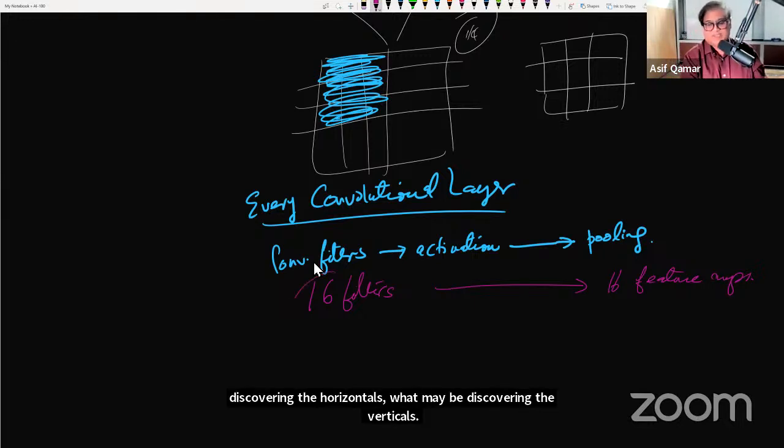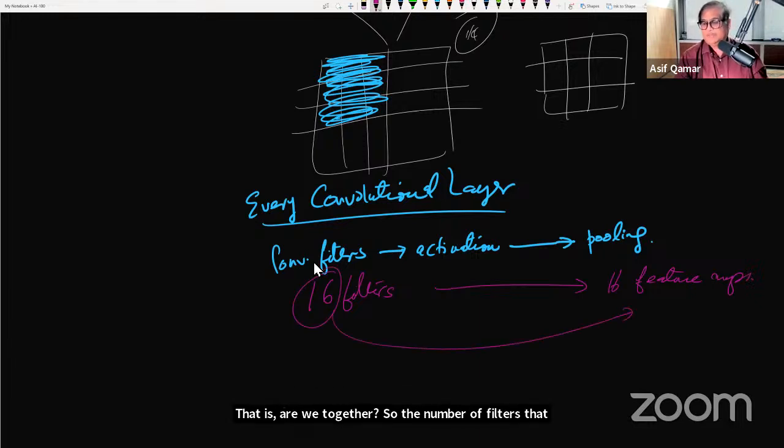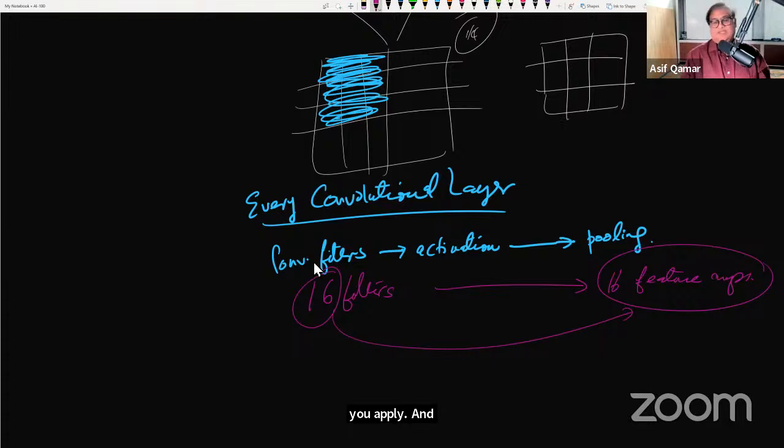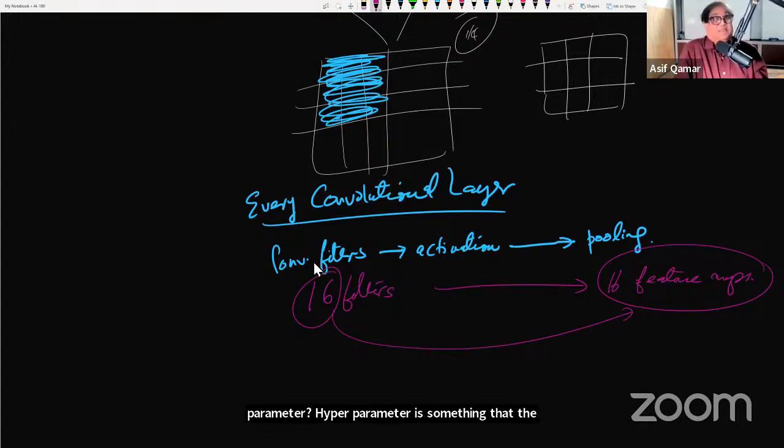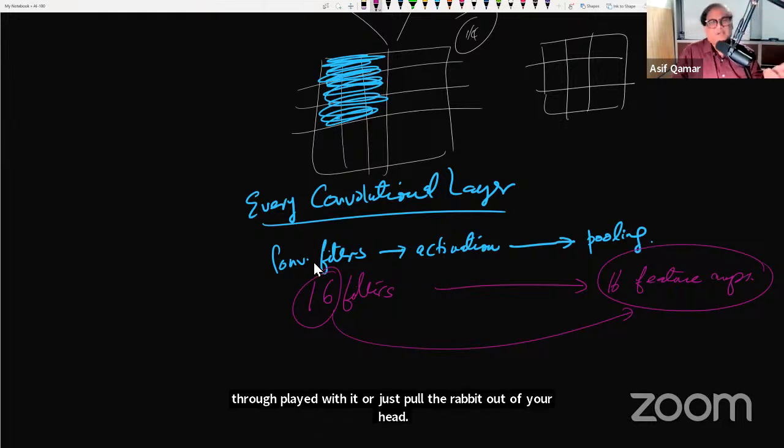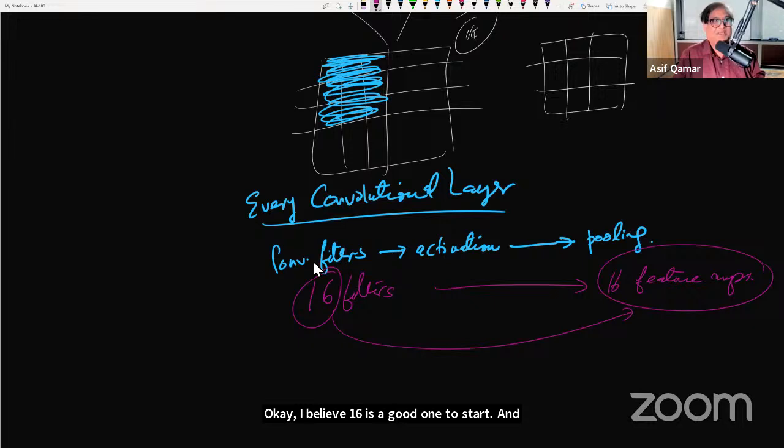So the number of filters that you apply, and therefore the number of feature maps that you end up with after each layer, is a hyperparameter of the model. What is a hyperparameter? A hyperparameter is something that the machine cannot tell you the answer to. You have to know better. You have to have thought it through, played with it, or just pull the rabbit out of your head. Like, okay, I believe 16 is a good one to start, and then try it out, see if it works. Are we together?